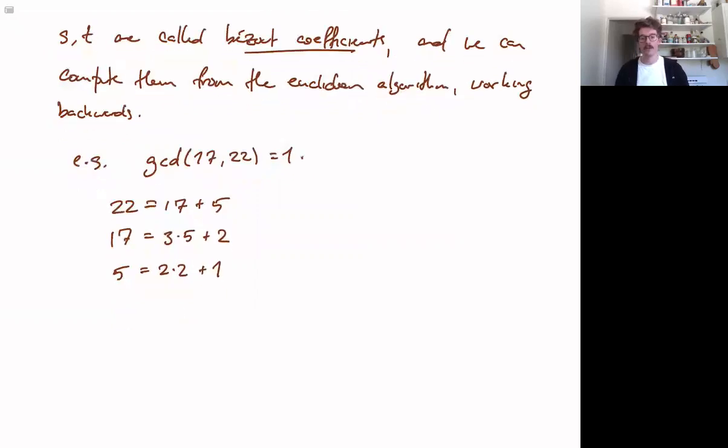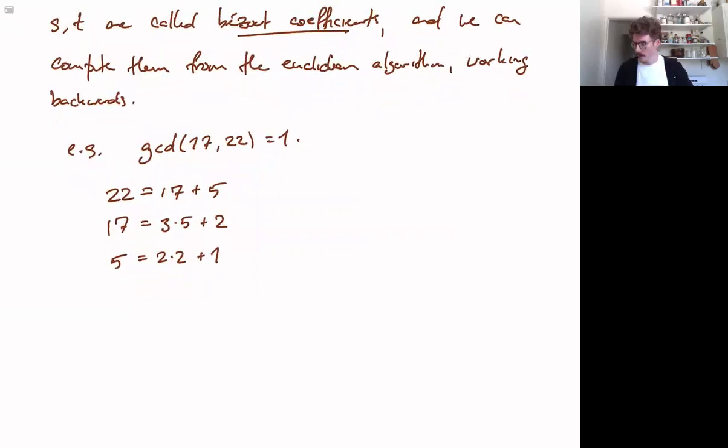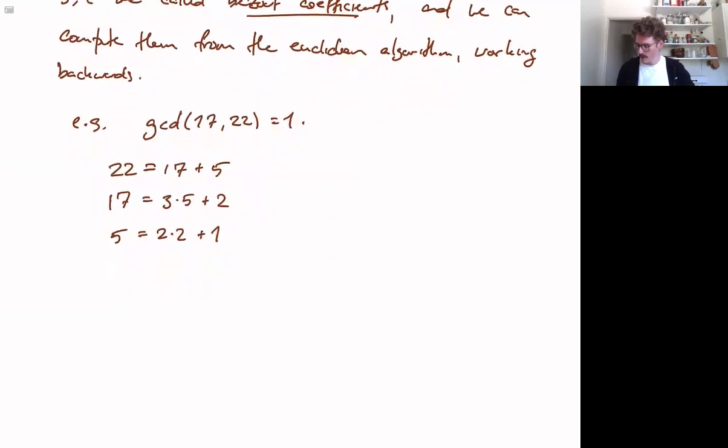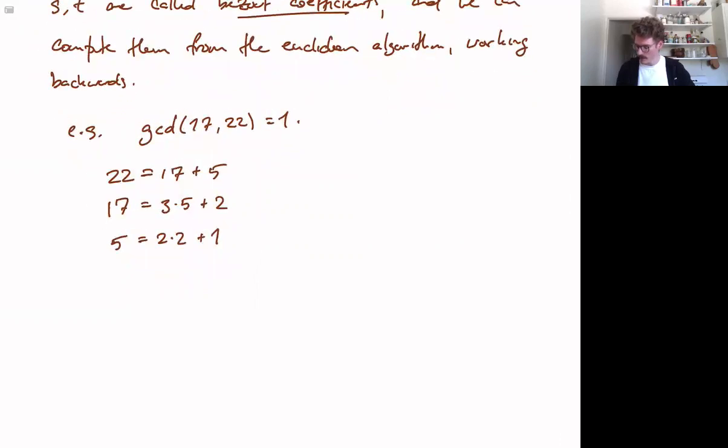So how do we find Bézout coefficients? You start from this greatest common divisor, and you sort of work back up to express it in terms of these original numbers. So let me demonstrate how that works. So this is the Euclidean algorithm, this is the Bézout coefficients. So we can rewrite this equation as 1 equals 5 minus 2 times 2. Right? That's just rearranging this.